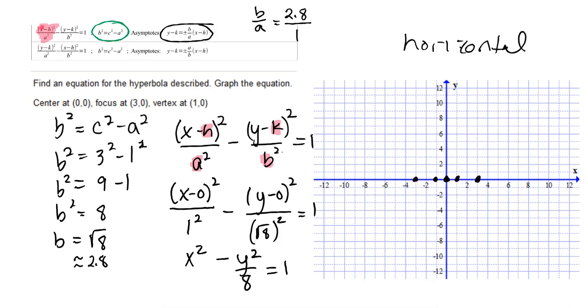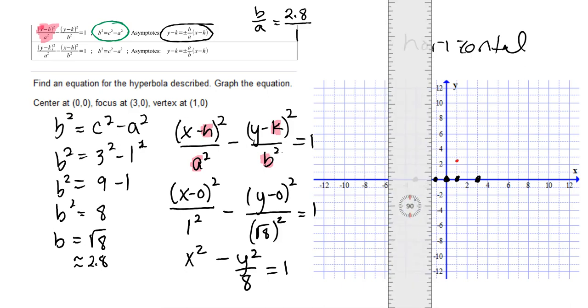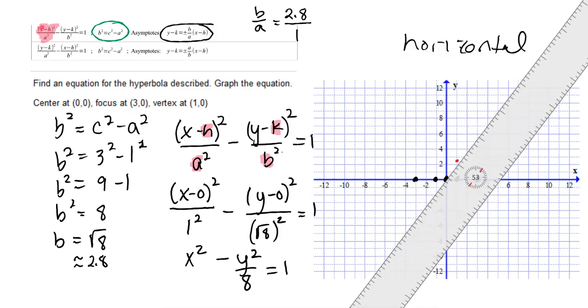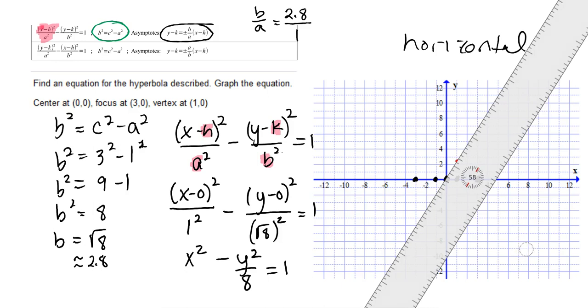So from the center, if I do rise over run, I'll be able to sketch the asymptote. So from the center, I'm going to rise 2.8 and run 1. That would be about right here. So I can draw one asymptote that passes through the center and has a slope of 2.8.